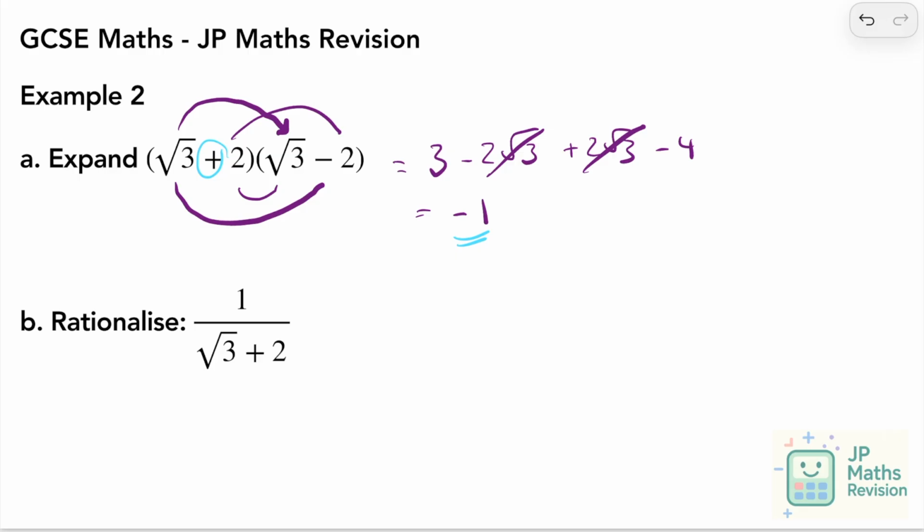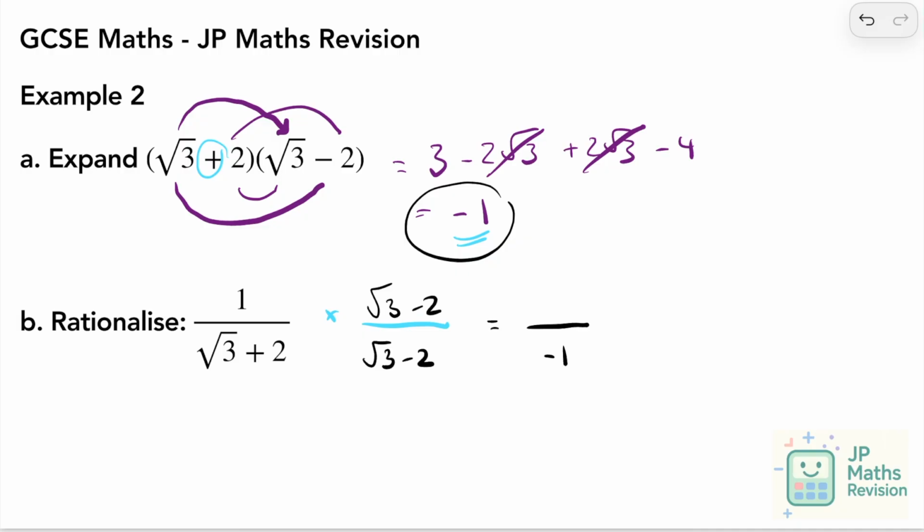So when we're rationalising this one, remember the whole point is to get rid of the surd. If we times it by root 3 plus 2, it wouldn't get rid of the surd. But if we times it by root 3 minus 2, it would get rid of the surd, because we've just expanded this, so we know it's going to be minus 1. But again, I have to times the top of the fraction by root 3 minus 2. So if I do 1 times root 3 minus 2, that's going to be root 3 minus 2. It doesn't change. We could also just divide both root 3 and minus 2 by minus 1. So I get minus root 3 plus 2, and that is the answer to that question.